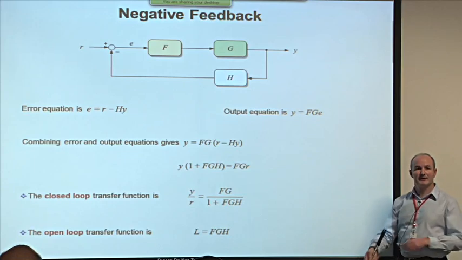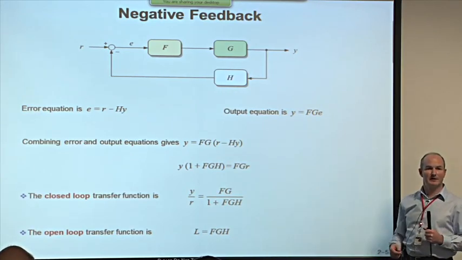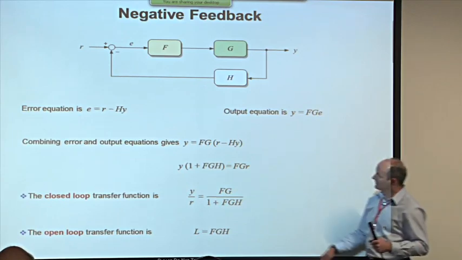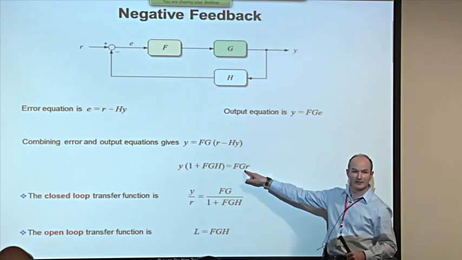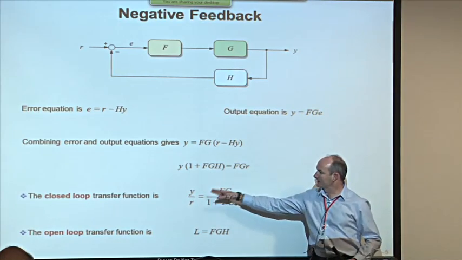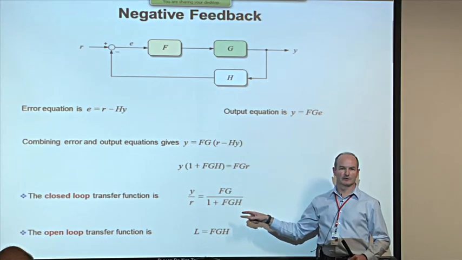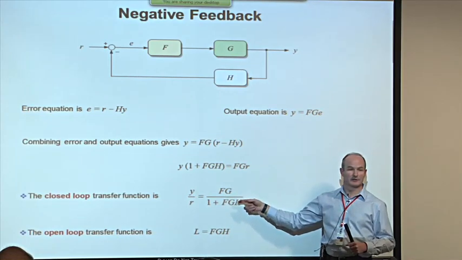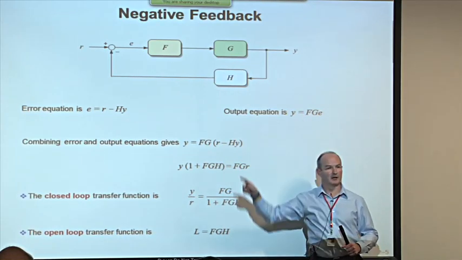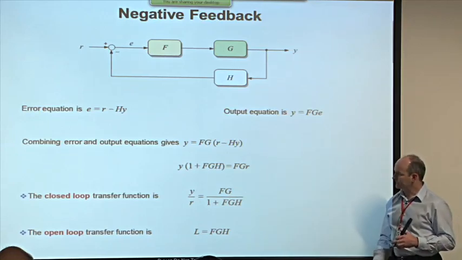And now I have everything I need to construct the transfer function of the entire system from R to Y, the output divided by the input. It's going to be F times G, and we'll divide by this term, 1 plus FGH. That is the closed loop transfer function. Very important transfer function, because after all, this is what we're trying to do, make Y follow R, one of the objectives of control. It is the objective of control.